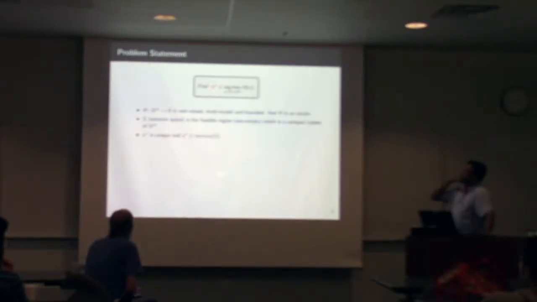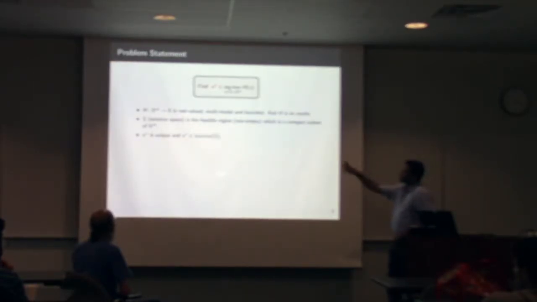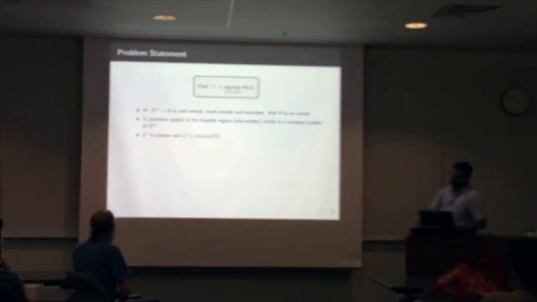The problem statement is just like the standard optimization problem. You have a function h, and you want to find x star. Maybe take the maximization problem. The only issue here is that the function h is unknown. So we say an oracle exists, and it just gives you the function value when you give it an x. For technical reasons, I will assume that x is a compact set, and the solution x star is unique and in the interior of that feasible region.